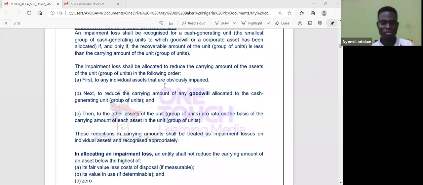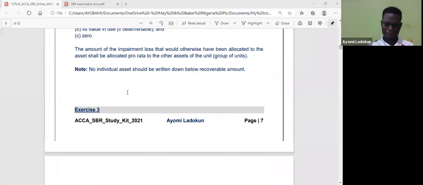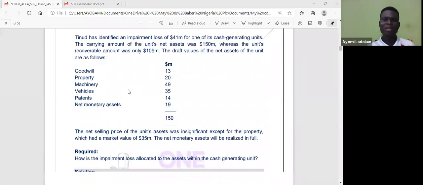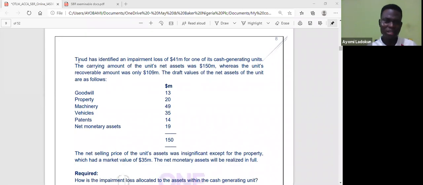So let's solve questions so that I can explain that better. Now look at this. It said Tinud has identified an impairment loss of 41. In fact, he has computed it for me. I can simply look at the carrying amount, which is this 150. You already said it here, 150. I compare it with the recoverable amount. If you remove 109 from 150, you still have your 41. Did you see that? Sometimes they compute it for you, sometimes you have to compute it.